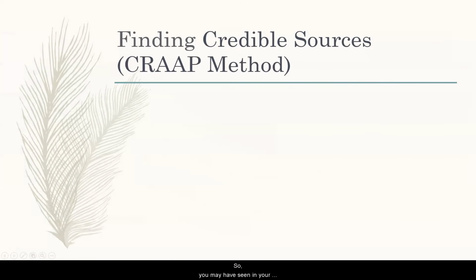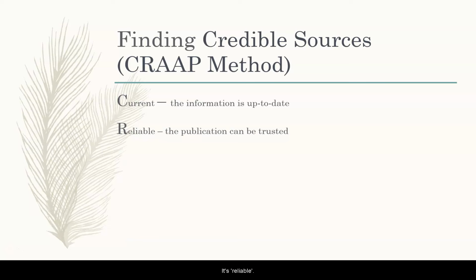So you may have seen in your life skills class or another research class the idea of finding credible sources using the CRAAP method. So let's look at what the CRAAP method means. We have C for current. This means that the information is up to date, it's recent, it's not outdated based on the topic. R is reliable. The publication can be trusted.